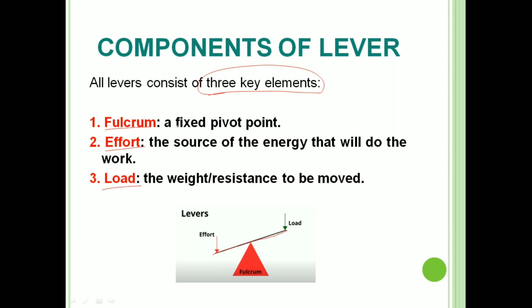So what is fulcrum? Fulcrum is a fixed pivot point or the axis around which the movement is going to take place. So as you can see, this is the fulcrum. It is a fixed point, or you can say axis, around which this rigid bar is going to move either in this direction or in this direction.